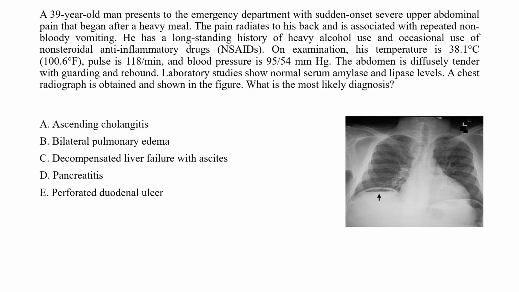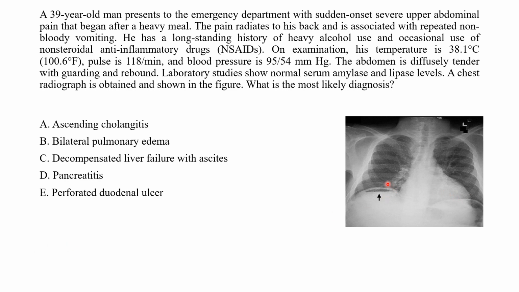On examination, his temperature is 38.1 degrees Celsius, his pulse is 118, and blood pressure is 95/54. The abdomen is diffusely tender with guarding and rebound. Laboratory studies show normal serum amylase and lipase levels. A chest radiograph is obtained and shown in the figure. What is the most likely diagnosis?